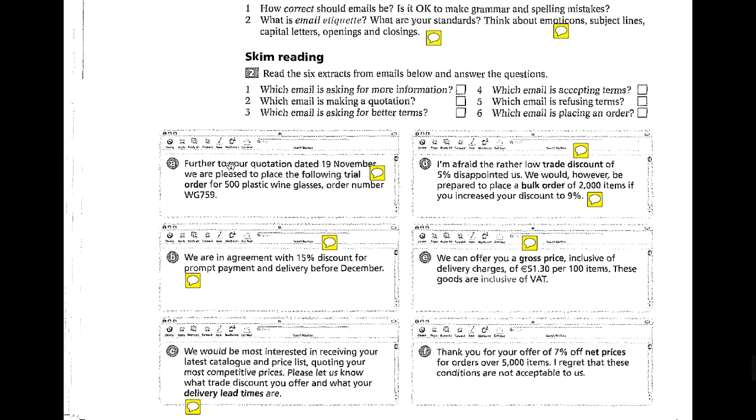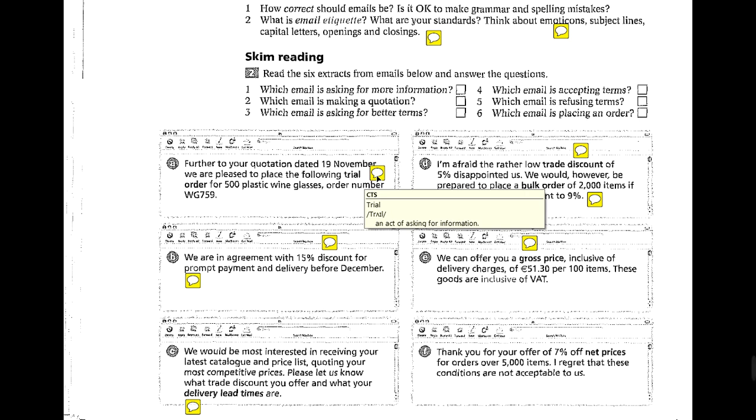Further to your quotation, dated 19th of November, we are pleased to place the following trial order for 500 plastic wine glasses, order number WG759. Here you have a new word, the word trial. Trial is an act of asking information. So a trial order, it's an information order.